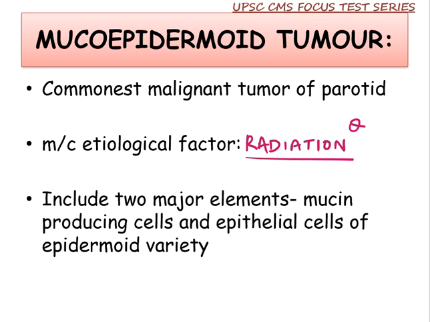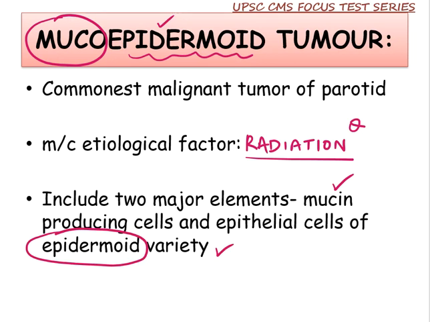Now you can see that, as the name itself suggests, there are two important things. One is the muco, which essentially implies that there are mucin producing cells. Second, epidermoid variety of cells are also present. Now the name is self-explanatory, but why you should know it? Because the more epidermoid proportion of cells present in the mucoepidermoid tumor, the more malignant it is. Or in other words, the aggressiveness of the tumor is decided by the proportion of epidermoid cells in that tumor. So more epidermoid cells, more malignant or more aggressive tumor. This is histologically important and can be asked in your exam.